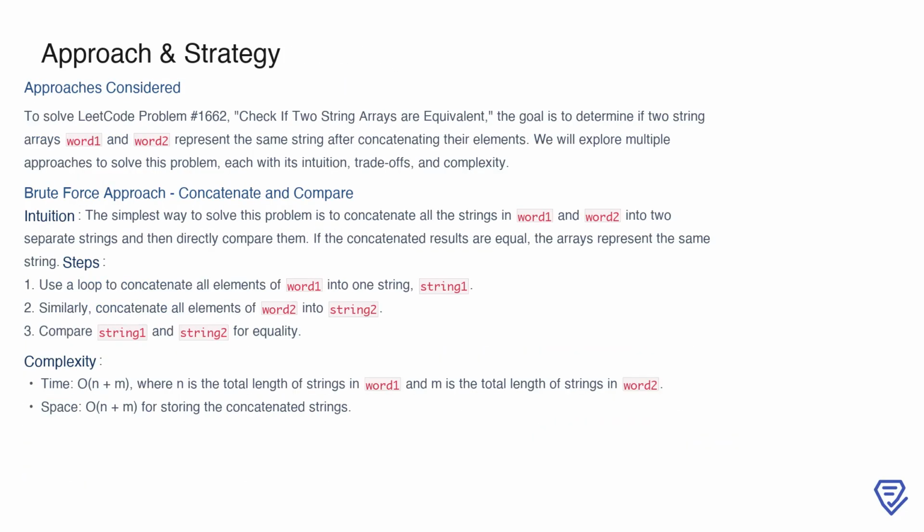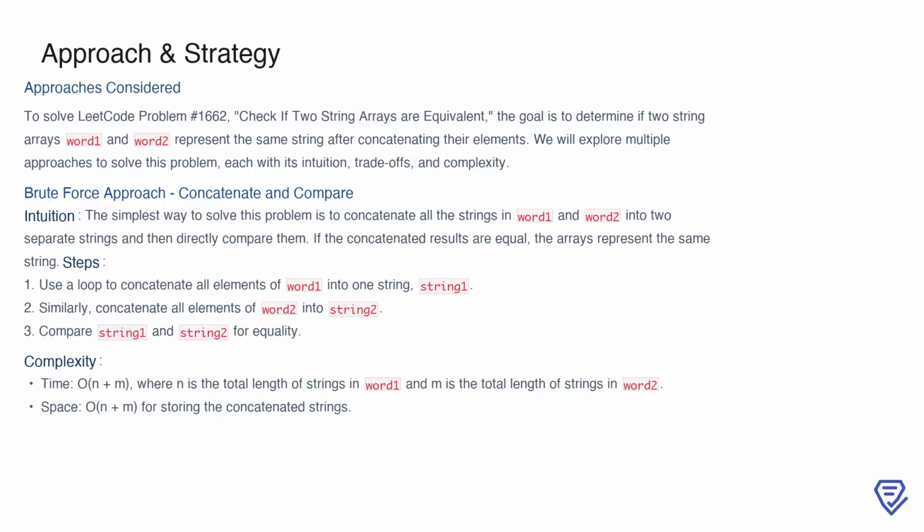To solve this problem, we want to determine if two string arrays, word1 and word2, represent the same string when all their elements are concatenated. Let's start by discussing the brute force approach. The intuition here is straightforward. We concatenate all the elements of word1 into a single string, do the same for word2, and then directly compare the two resulting strings for equality. The process is simple. Use a loop to combine the strings from each array, store the concatenated results as string 1 and string 2, and check if they are identical.